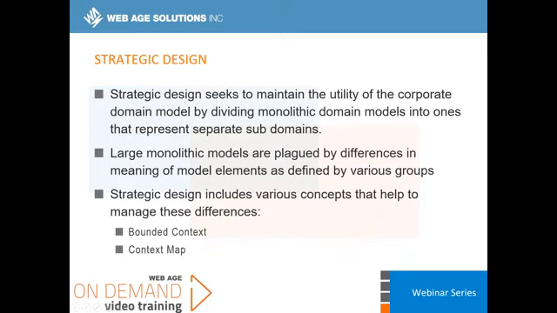So strategic design recognizes the fact that we have this potential collision, and there are concepts that help us manage these differences. And so we're going to talk some about the bounded context, and then we're going to talk about a context map. That is, how are those bounded contexts related to a subdomain, and how are those bounded contexts related to one another as we go forward in solving the problem.